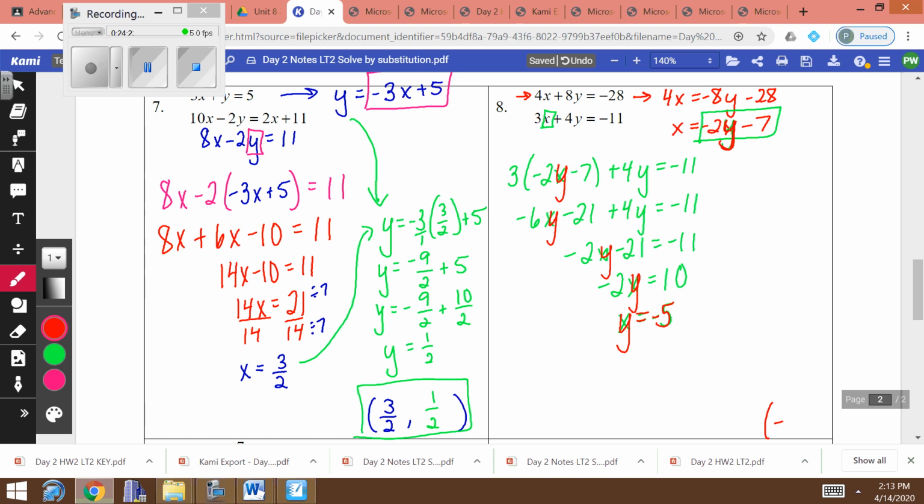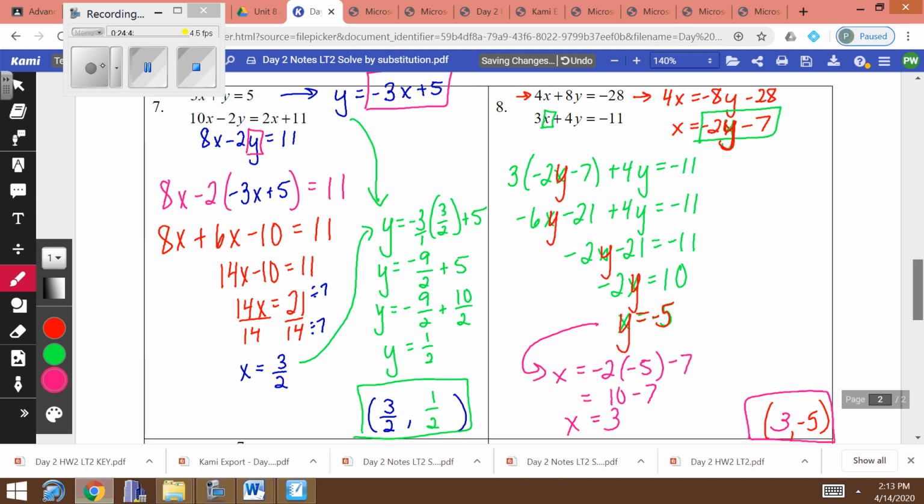We get that the y coordinate is negative 5. And now we want to plug it back in and solve for the x coordinate. Again, I'm going to put it into this one, and we get 10 minus 7, or the x coordinate is 3. Sorry, see, that's why I always say don't go too fast. I went too fast and I made a mistake.